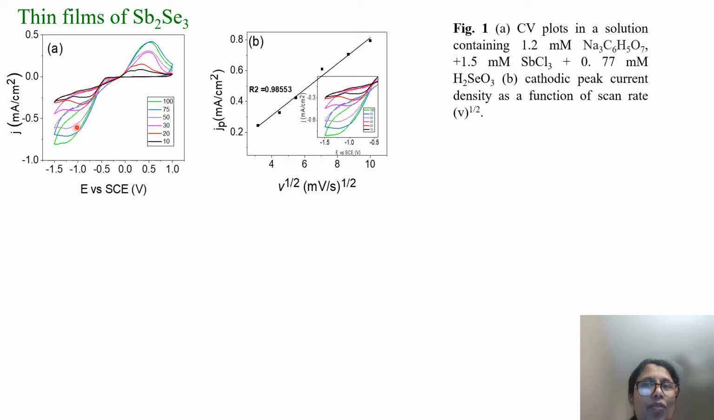The size of the diffusion layer depends on the sweep speed. For a slow sweep, the diffusion layer will be larger. Therefore, the current is higher at larger scan speeds. Here, the plot shows the peak current density against the square root of the scan rate. The linear plot shows that the process is controlled by nucleation and diffusion.